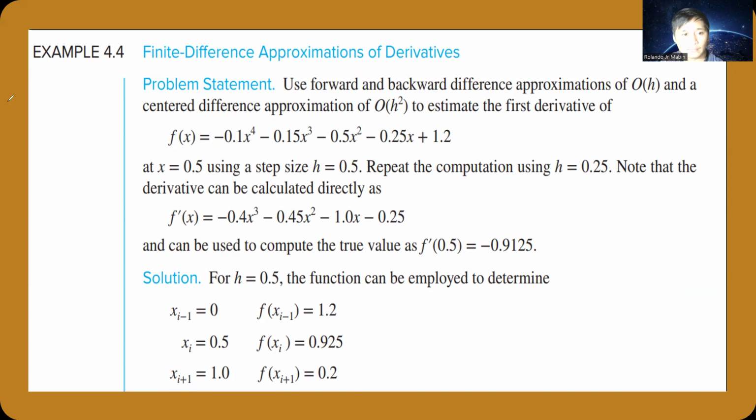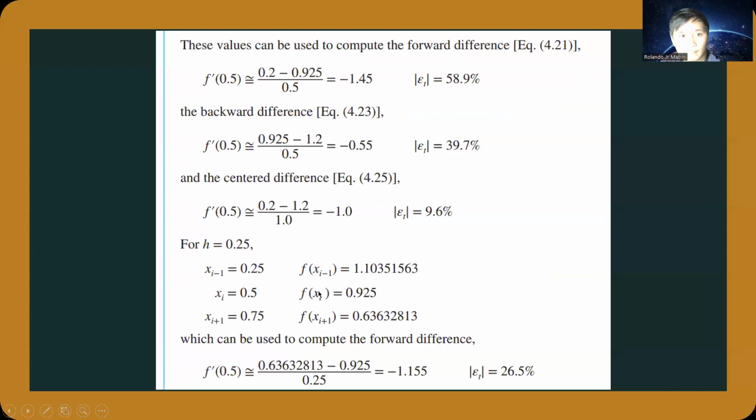So for step size h equal to 0.5, he calculated again the forward difference, backward difference, and then center difference. And if you can observe the values, the forward and backward difference is almost more accurate than the center difference calculated here.